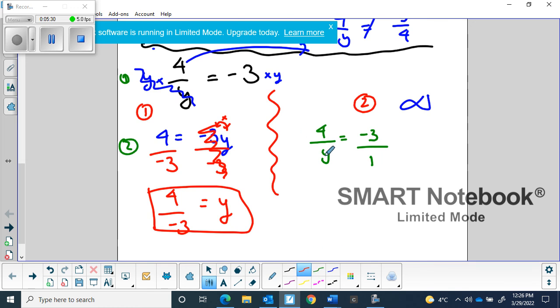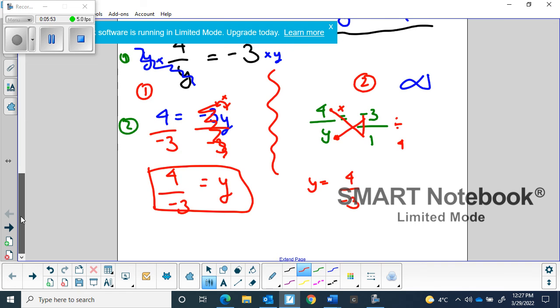Then, we're not going to start at the variable, we have to start at the other number. So we always start at the other number and we go diagonally. When we go diagonally, we multiply. So 4 times 1 is 4. Then we're going to go up or down, and that's going to make us divide. 4 divided by negative 3 is going to give us our answer. So y is going to be equal to 4 divided by negative 3.